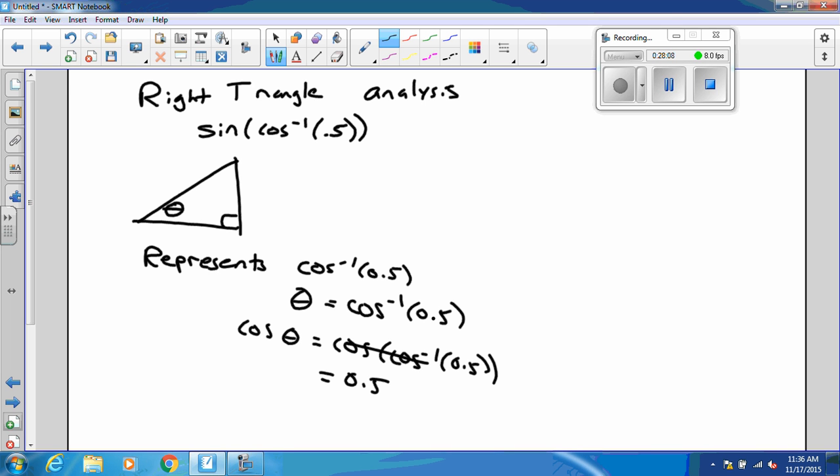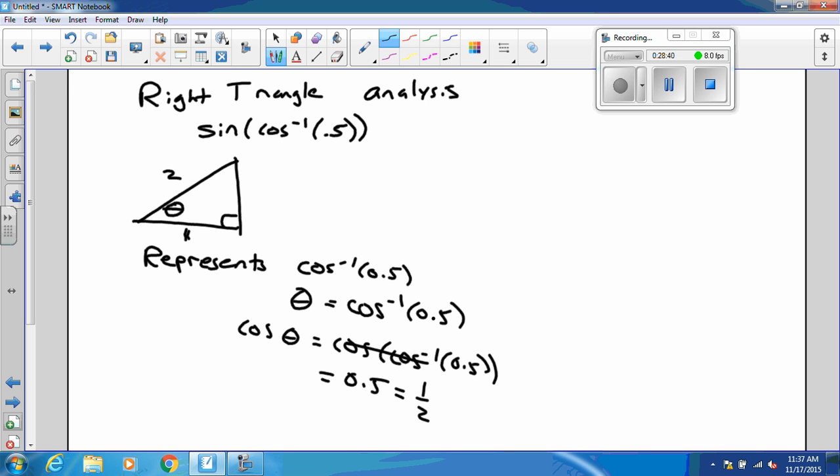Well, how can I arrange the sides in my triangle so that the cosine of theta is equal to 0.5 or 1/2? And the answer is that I can make my right triangle have the adjacent over hypotenuse proportion be 1/2. Why adjacent over hypotenuse? Because that's what cosine is. It's adjacent over hypotenuse. So if I draw my triangle as, for example, 1 and 2 like this, then the cosine of that angle now equals 1/2.